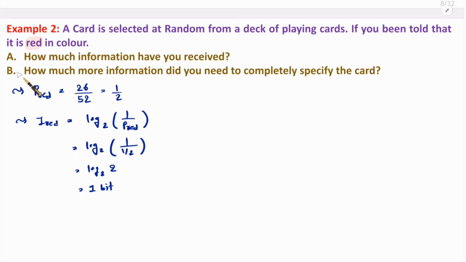Now see, in question B, how much more information did you need to completely specify the card? So once you select red card, then you need to identify what is the exact card which is there with us. So out of 26 red cards, we need to identify exact card. So here if I say specific card probability out of red, so that will be 1 divided by 26. Out of 26, we need to select 1, right?